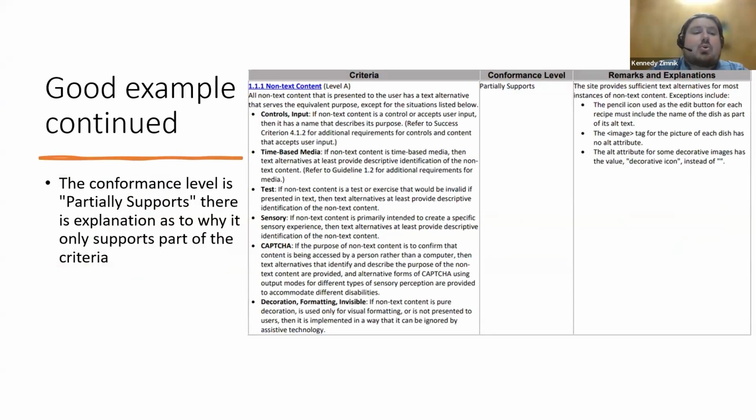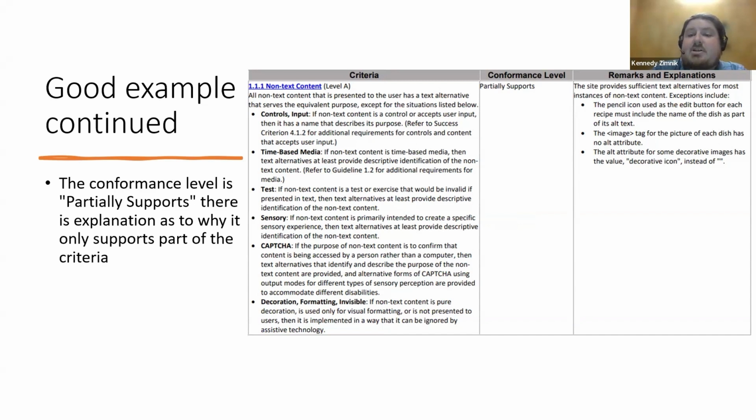Okay, so good example continued. The conformance level is partially supports. There's explanation as to why it only supports part of the criteria. This is 1.1.1, the very first criteria in WCAG, non-text content: all non-text content that is presented to the user has a text alternative that serves the equivalent purpose, except for the situations listed, and I won't get into it. So conformance level partially supports.